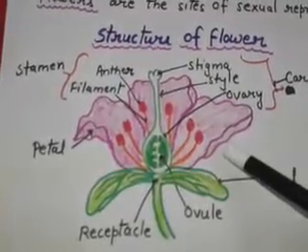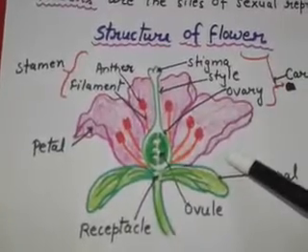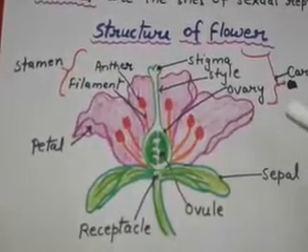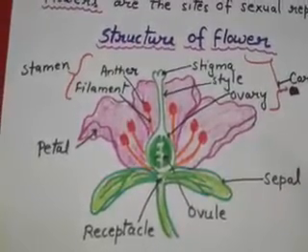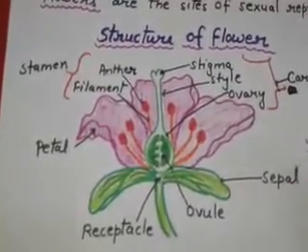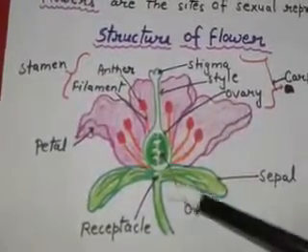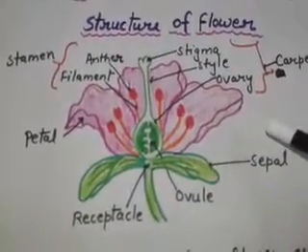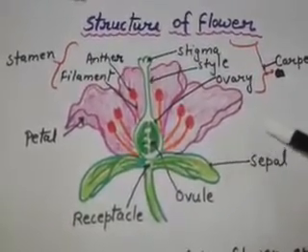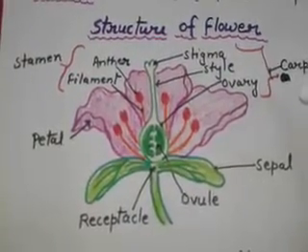Now let's talk about the different sex organs. Students, we know that in a bisexual flower, both sex organs, that is male and female, are present in the same flower, just like hibiscus, and this is a bisexual flower, okay. But in a unisexual flower, male and female sex organs are present in different flowers.